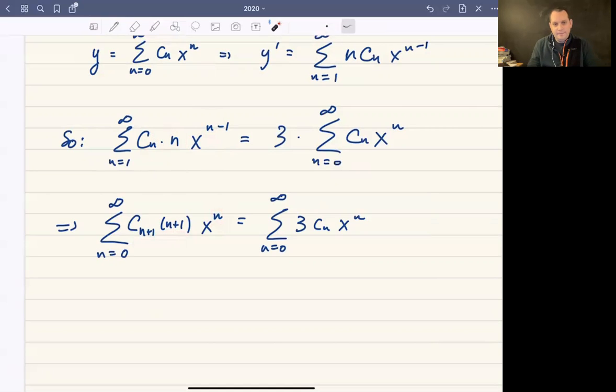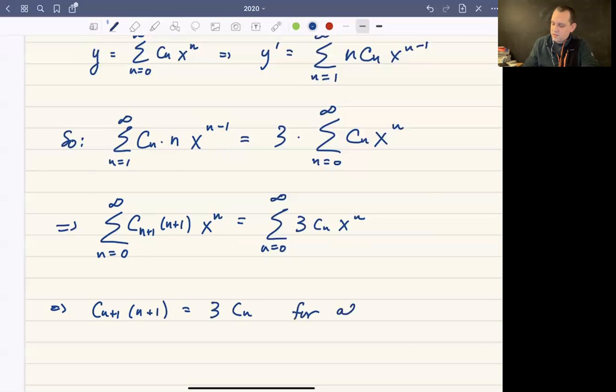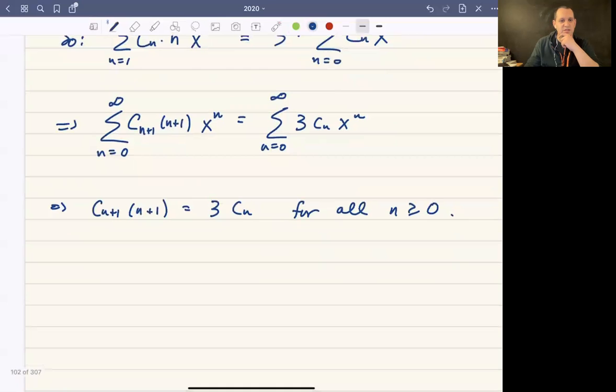But once we've done that, and this is going to be a pretty common thing that we'll have to do in the power series problems. Once we've done that, notice that we now have our power series exactly like we want them. They both have x to the n terms. They both start at 0. And so what this tells you is that c sub n plus 1 times n plus 1 is going to be equal to 3 times c sub n for all values n greater than or equal to 0. Okay, so this is going to be our sequence here.